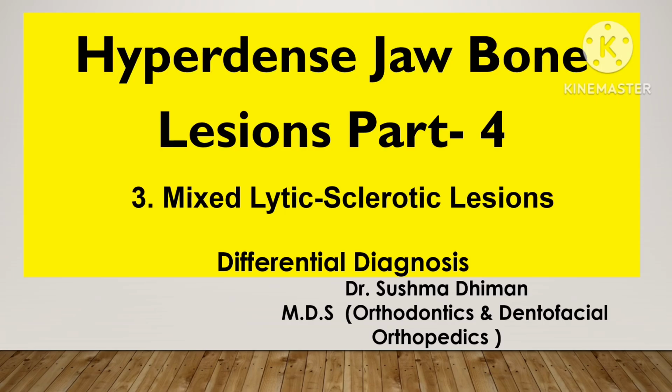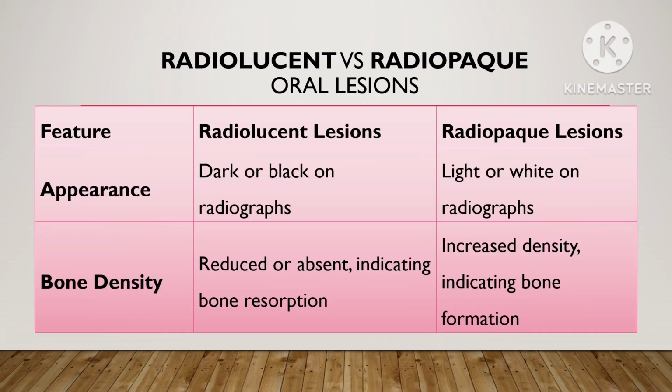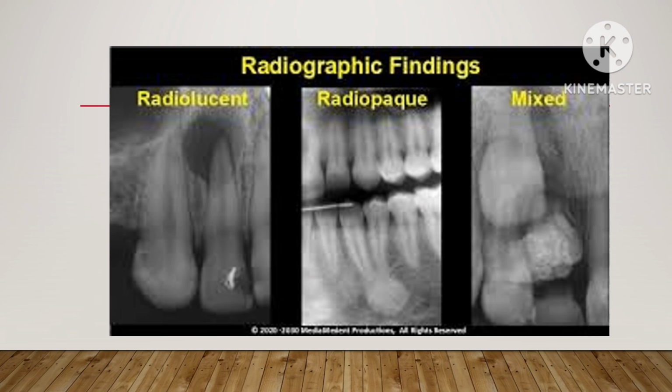Welcome to Dental Notes and Mnemonics. In today's video, we are going to take a closer look at mixed lytic sclerotic lesions in the jaws. These lesions present both radiolucent and radiopaque. That means the dark and the light areas simultaneously appear in a lesion on the radiograph, which can make them challenging to diagnose. Let's explore what these lesions are, how they appear, and what to look for when you are diagnosing them.